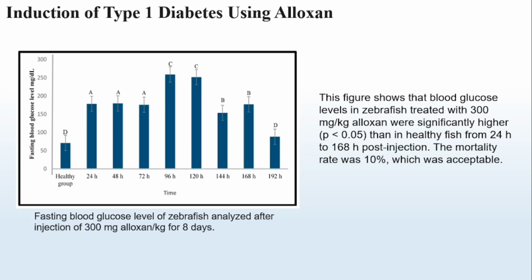And to confirm the effectiveness of the alloxan in inducing type 1 diabetes in the zebrafish, here is the fasting blood glucose level in the zebrafish analyzed after injection of the 300 milligram per kilogram dose for 8 days. And the blood glucose levels were significantly higher in most of the alloxan-treated zebrafish than in the healthy fish, between 24 hours and 168 hours, which is 7 days, after injection of the 300 milligram per kilogram dose. And the mortality of the dose, which is still 10%, is still acceptable.